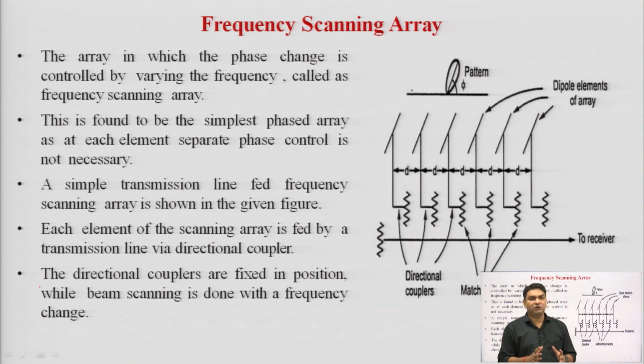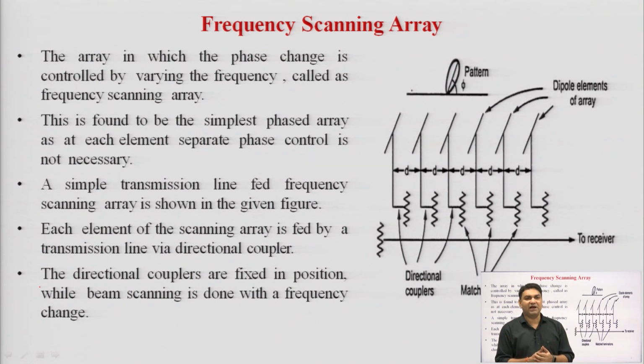It is found to be the simplest phased array, as at each element a separate phase control is not necessary. Controlling the phase for each individual element is not practical in a complete array system which has n number of elements or components.